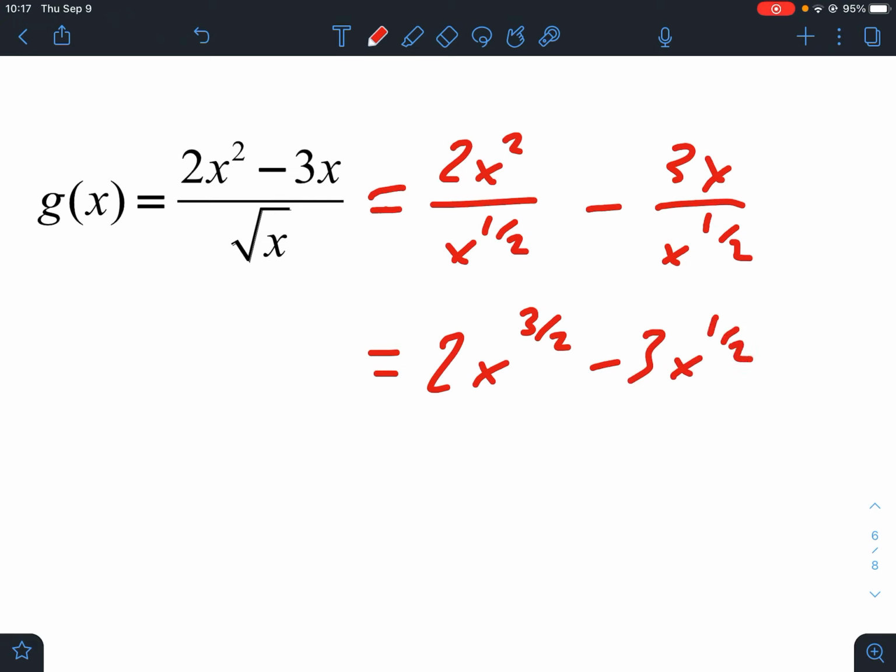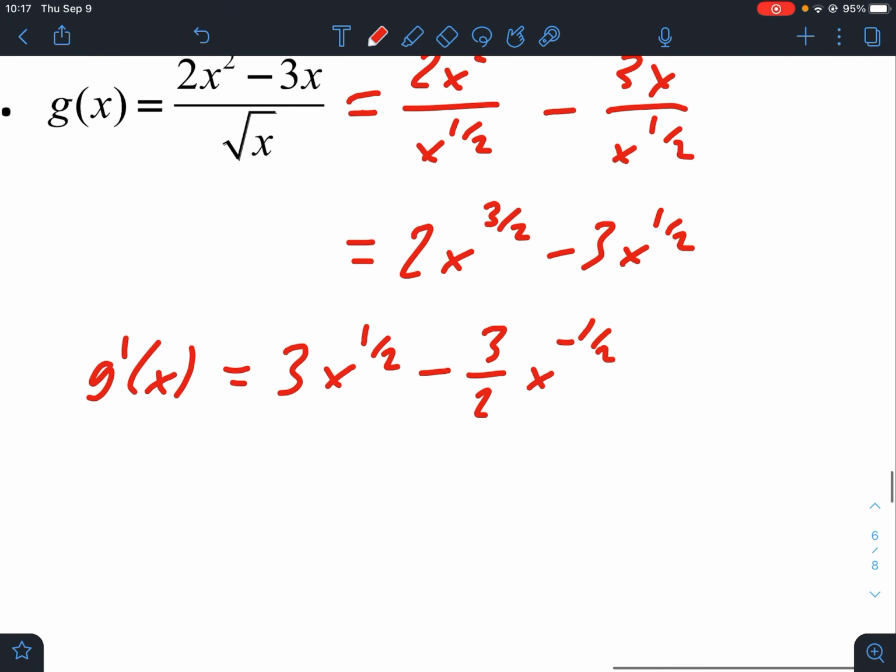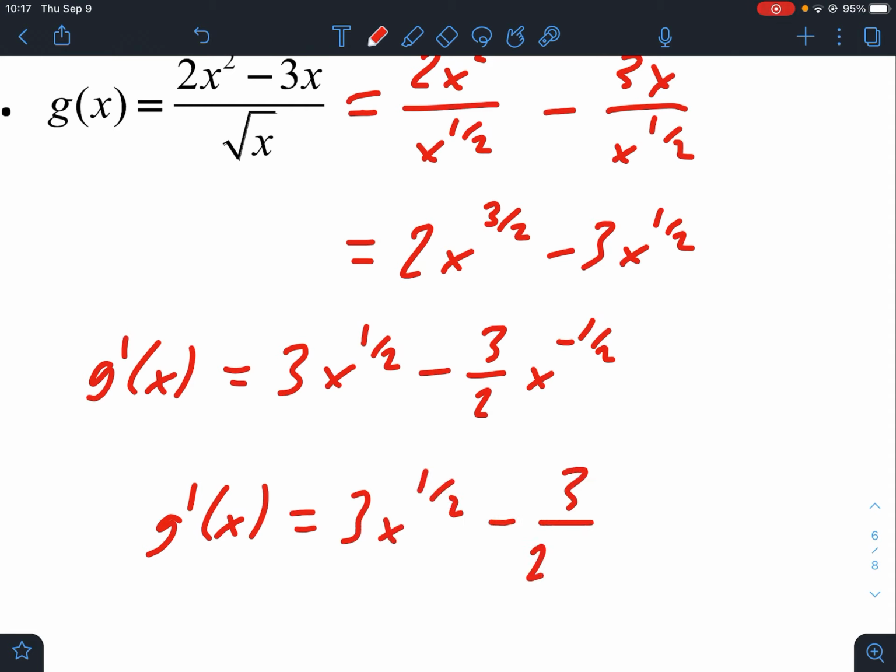And now we can apply our power rule and our sum and difference rule. So the derivative would be 2 times 3 halves, which is just 3, x to the 1 half, minus 3 times 1 half, which is just 3 halves, x to the negative 1 half. All right, so our final answer would be 3x to the 1 half minus 3 over 2x to the 1 half. And if you want to take those 1 halves and turn them back into radicals, that's fine, or you can leave them as exponents like we have there.